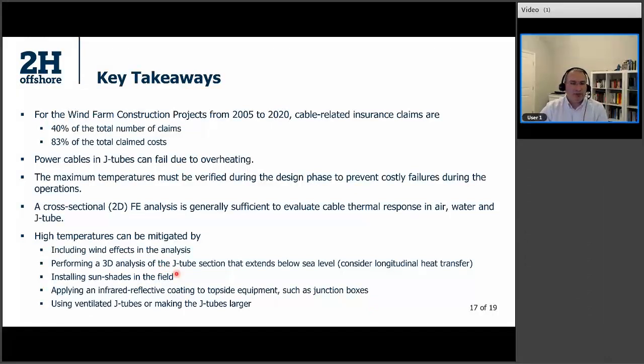So you model the J-tube section, and it extends below sea level. So you will have this longitudinal heat transfer. You have this cooling effect coming from the seawater, and you can reduce the temperatures depending on the application. And there are some mitigation methods that can be used in the field. For example, you can install sunshades, or you can apply IR reflective coating to topside equipment such as junction boxes, or you can use ventilated J-tubes. You will have airflow within the J-tube that will help reduce temperature. And you can also make J-tubes larger, so you will again have the air gap between the cables.